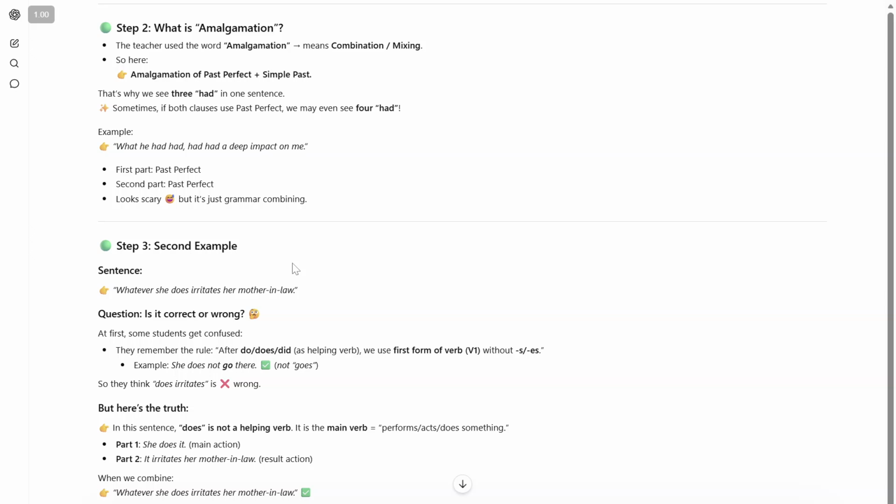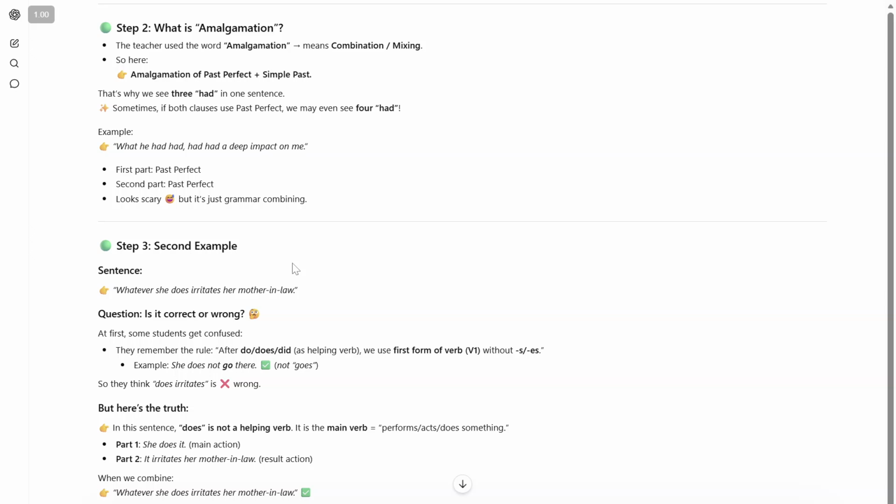Step 3, second example. Sentence, whatever she does irritates her mother-in-law. Question, is it correct or wrong? At first, some students get confused. They remember the rule, after do, does, did as helping verb, we use first form of verb V1 without es. Example, she does not go there, not goes. So they think does irritates is wrong. But here's the truth. In this sentence, does is not a helping verb. It is the main verb, equal to performs, acts, does something.